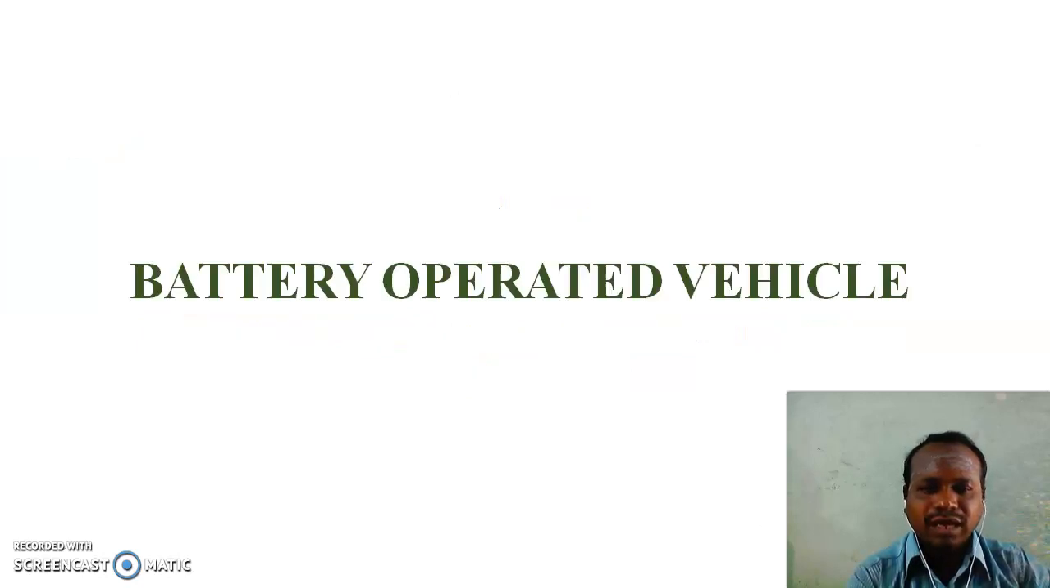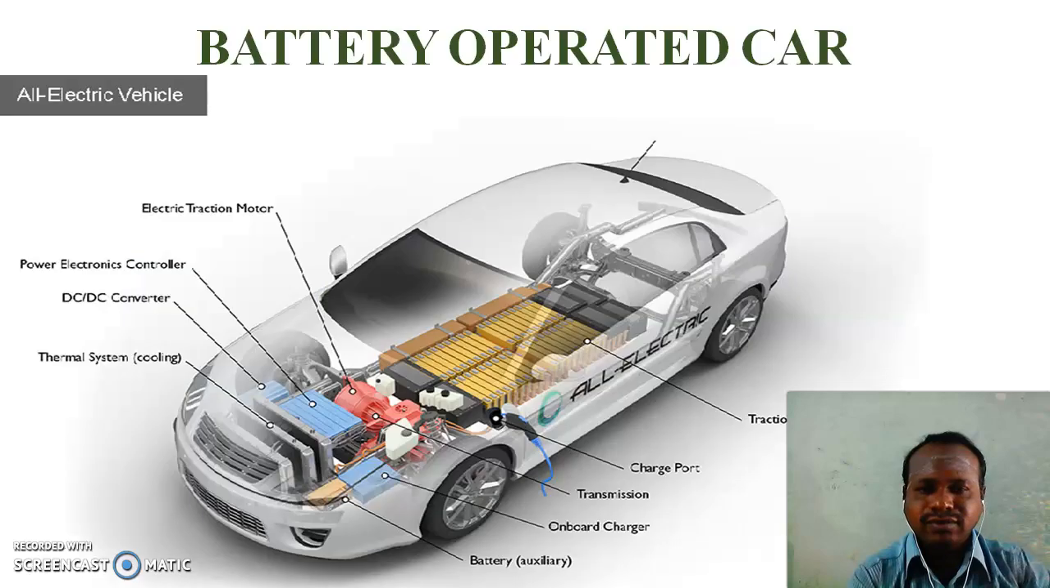Today's topic, battery operated vehicles. This diagram shows the battery operated car. See here, various parts are denoted here. Traction battery pack, charge port, transmission, onboard charger, battery, auxiliary battery, thermal system, that is for cooling purpose, DC to DC converter, that is the chopper, and power electronics controller circuit, and electric traction motor. So these are the various parts of the battery operated car.